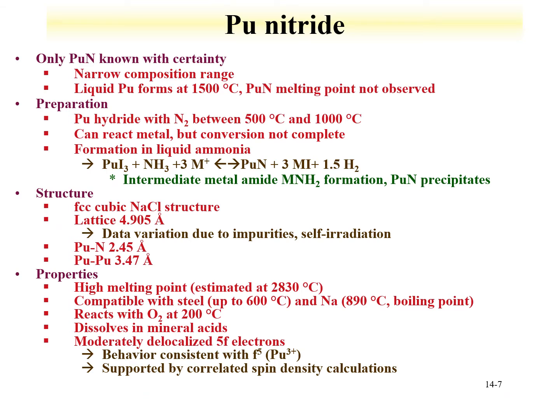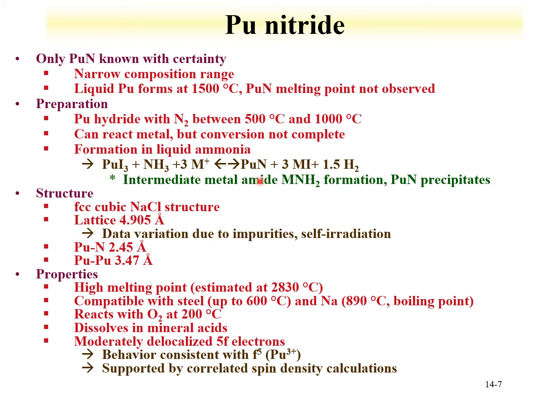As we've already alluded to, plutonium nitride can be made from the carbothermic reduction process. The mononitride is the only known plutonium nitride with any certainty. In addition to the carbothermic reduction process, one can also produce the material in liquid ammonia from the triiodide.